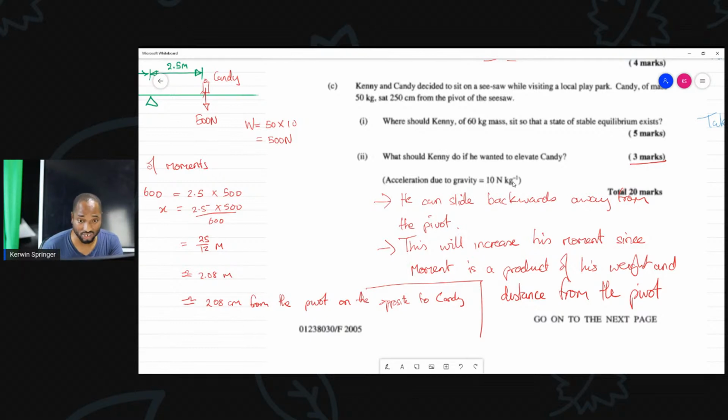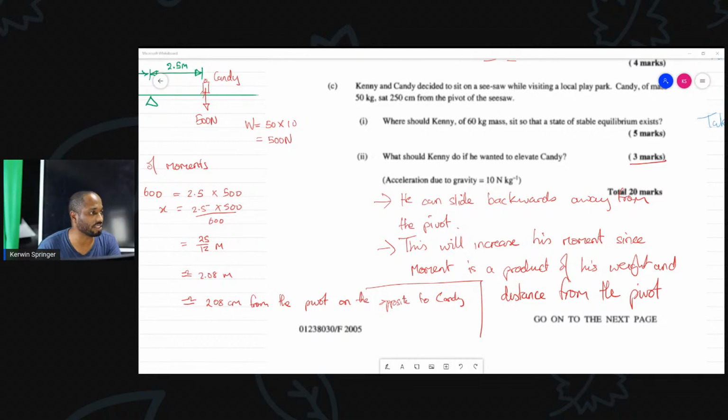If you're feeling a little extra, you can put that any distance more than 208 centimeters away from the pivot will elevate Candy. Or, if they ask what Kenny should do, Kenny could tell Candy to come up a little closer and you will get the boost instead of him having to slide backwards. All right, enough of that.